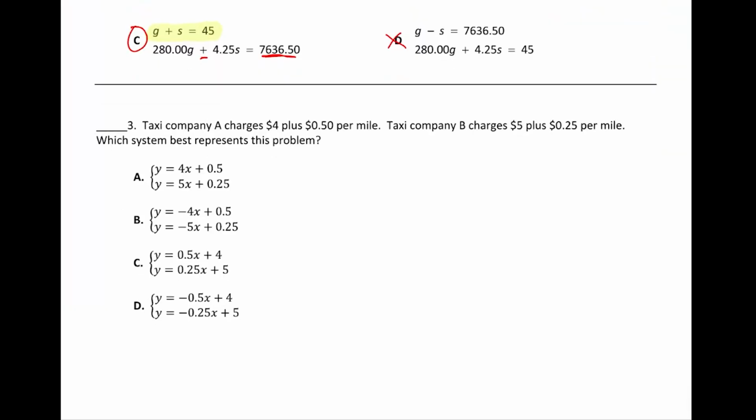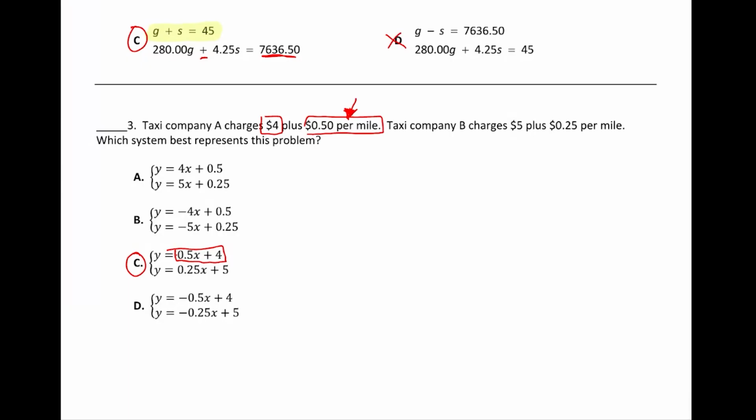Number 3 says a taxi company A charges $4 plus 50 cents per mile. Taxi company B charges $5 plus 25 cents per mile. Which system best represents this problem? Okay, so the $4 is a one-time charge plus 50 cents per mile. And anytime you see this phrase, this per, whether it's per mile, per minute, whatever, that typically means you're going to multiply that number by x. So looking at these answer choices, I have 4 plus 50 cents x here, and really that's it. So our answer has got to be C.